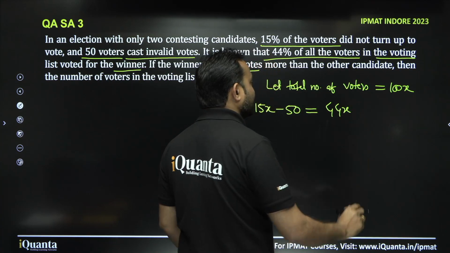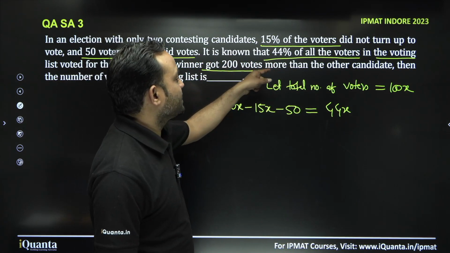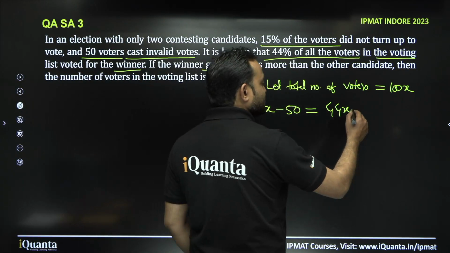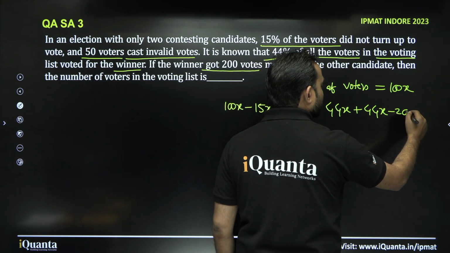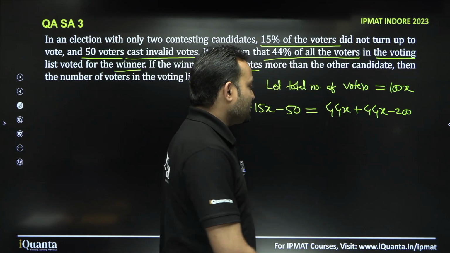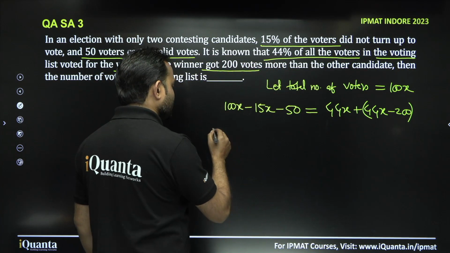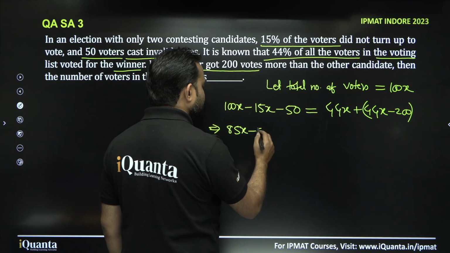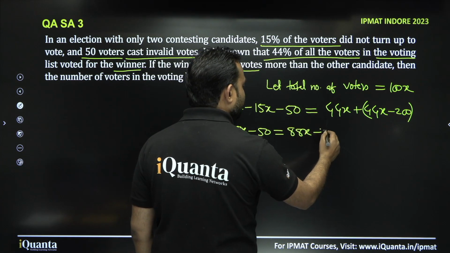44x. And this person, this winner, got 200 votes more than the other candidate, है ना? So in that case, the loser got 44x minus 200, right? ये loser के number of votes हो गए, तभी तो ये 200 ज़्यादा है. From there, what we can say is that 85x minus 50 is equal to 88x minus 200.